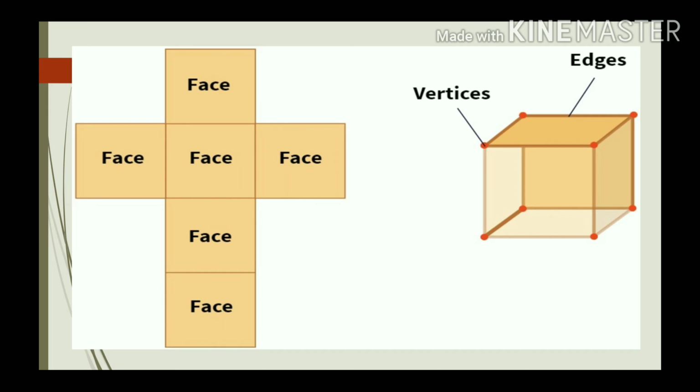Students, if you open a cube, you will get a net-like structure like this given in your picture. And here you can see all 6 faces of the cube are the same size and all are square. And here you can count the vertices, which are the corners or points, and the edges, which are the lines. So here count all the number of faces. When you count, you will get 6 total faces, 8 vertices and 12 edges.